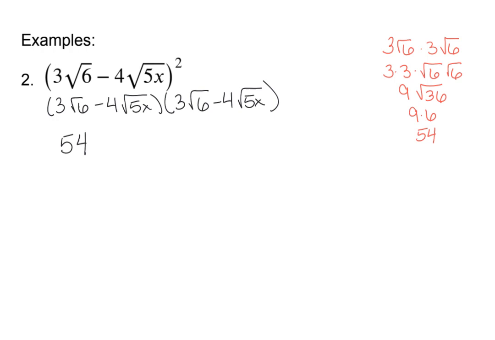Let's look at the next bit of FOIL, the outside. So 3 root 6 times, it's going to be negative, so I'm just going to put the negative in here so I don't have to worry about it over here, and 4 root 5x. Again, order doesn't matter. We're going to be able to do 3 times 4 and get 12. And under the root, 6 and 5x, when we multiply all that, is 30x. So this is minus 12 root 30x. Remember, when you're multiplying, stuff out of the root multiplies with stuff out of the root. Stuff under a root multiplies with stuff under a root.